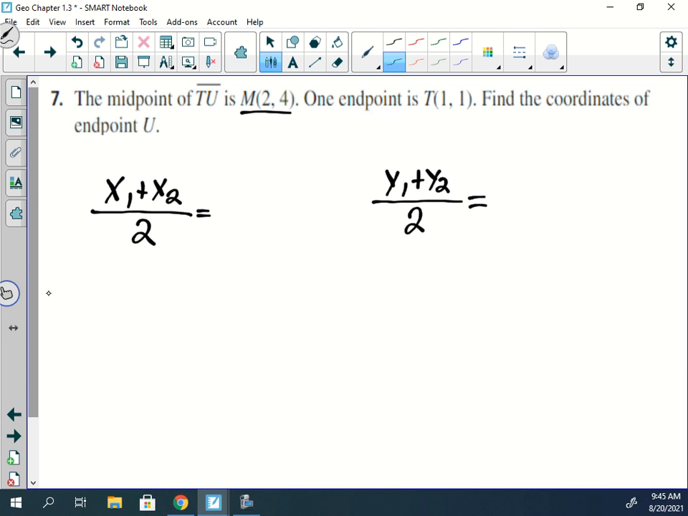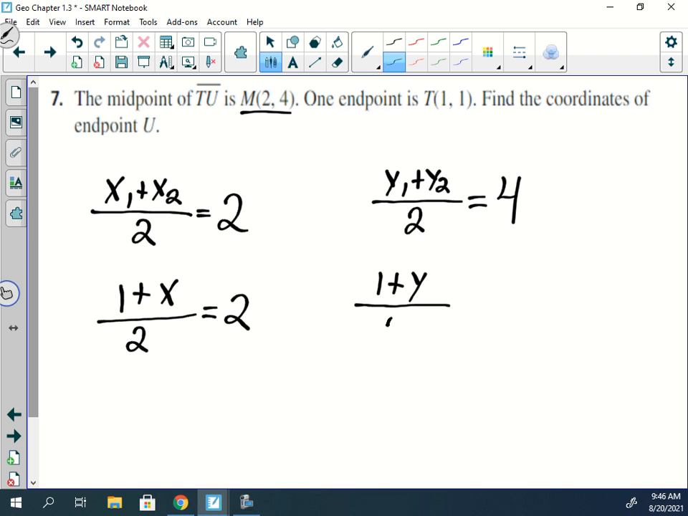If the x value of the midpoint is 2, that means that this here is going to equal 2. And it tells us that the y value of the midpoint is 4, so this here should be equal to 4. We plug those in. Now it also told us an endpoint is at 1, 1, so we could plug that in. We have 1 plus x divided by 2 is equal to 2. And here we're going to have 1 plus y divided by 2 is equal to 4.